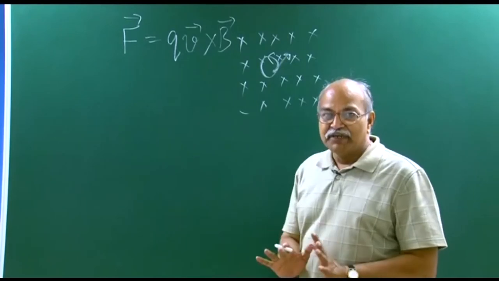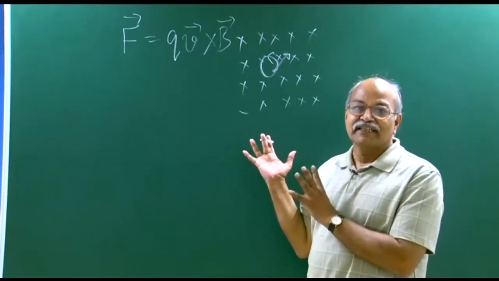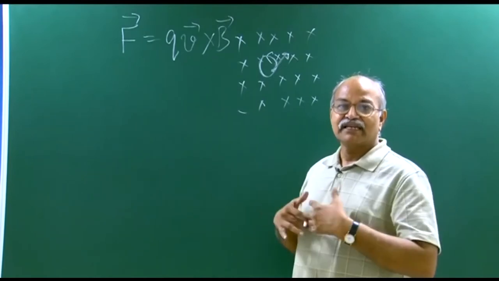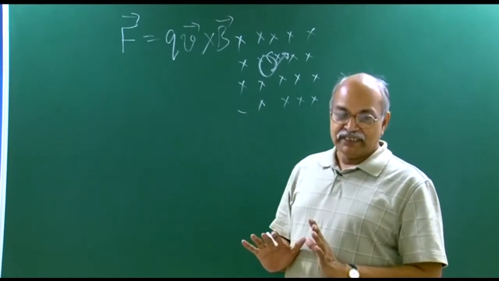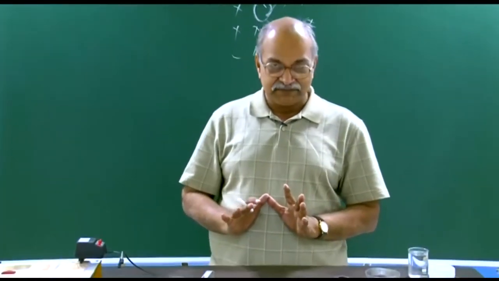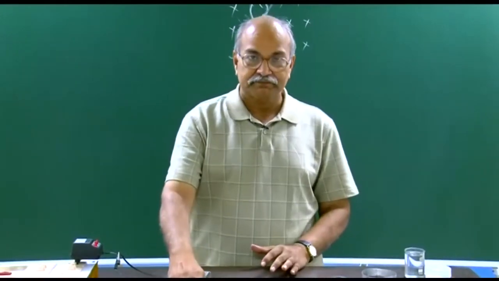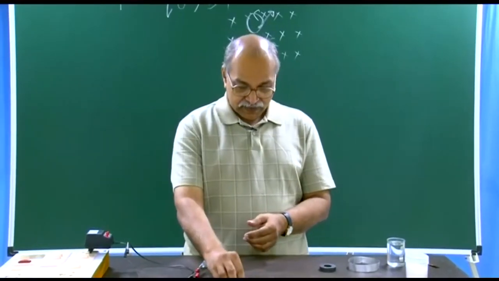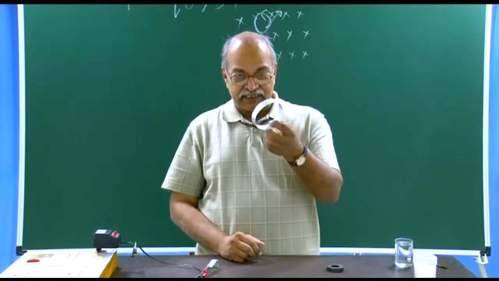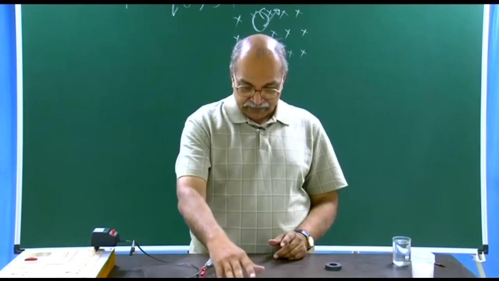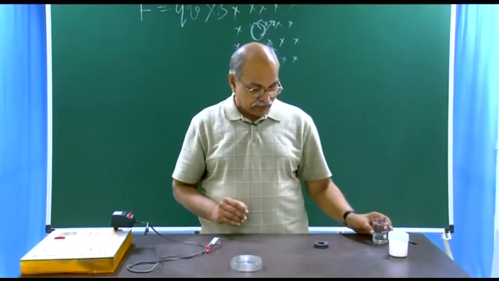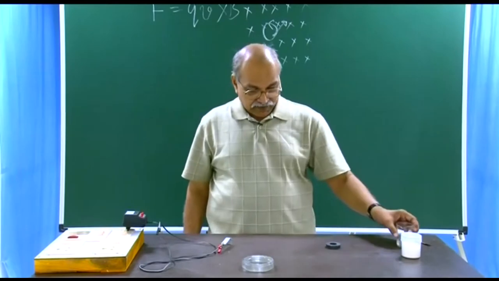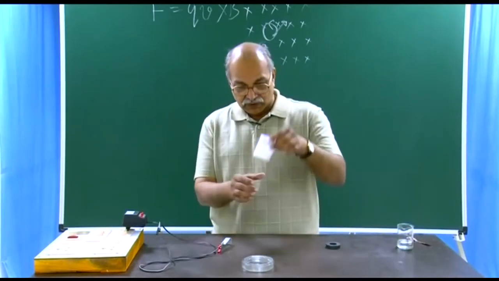So our experiment will be demonstrating this fact that particles do go in a circular path when they are placed in a magnetic field and when they are given some velocity. So let me explain the setup, what kind of things we are going to use. I have a petri dish here and I have an aluminium ring, and I place this aluminium ring in this petri dish at the periphery. Then I put some water in it. Then I put some salt, table salt.